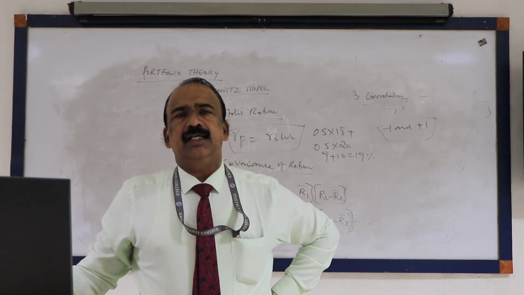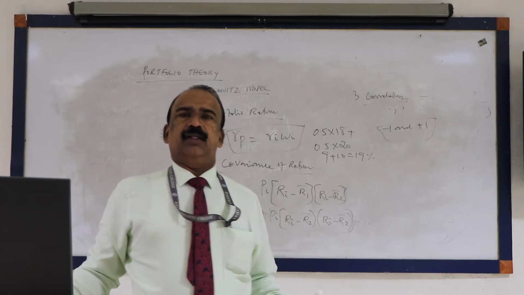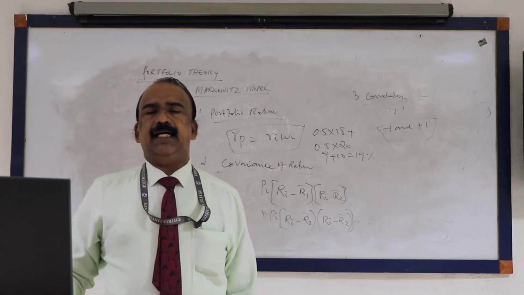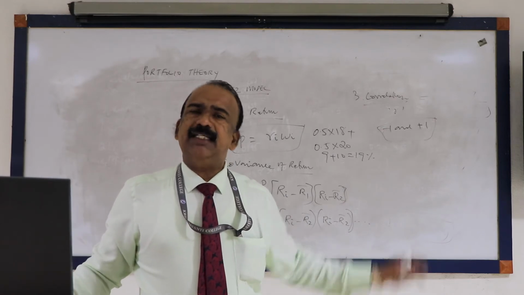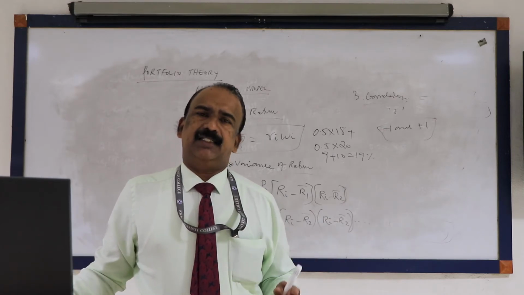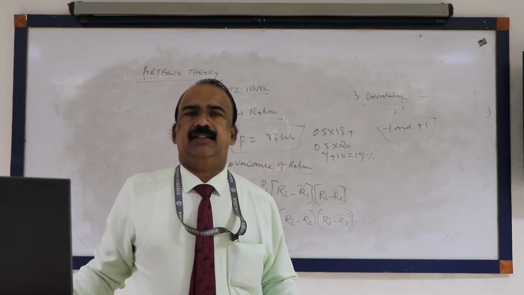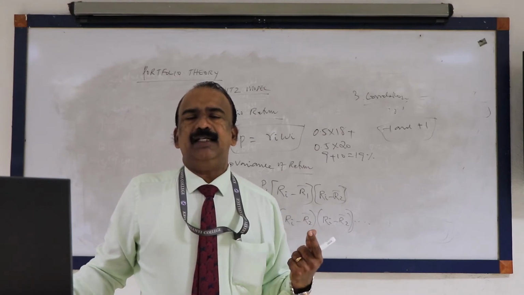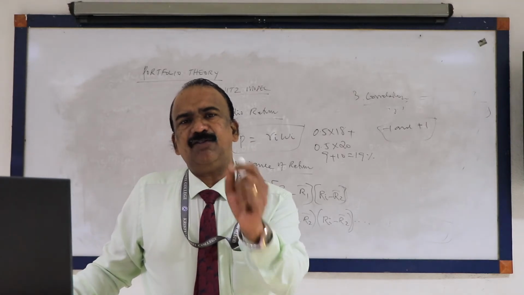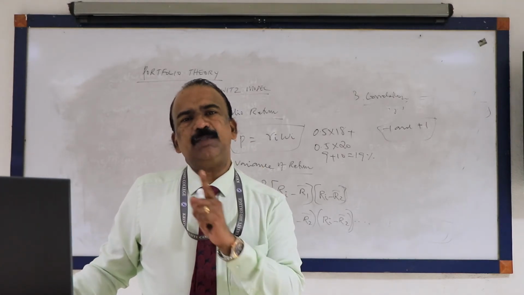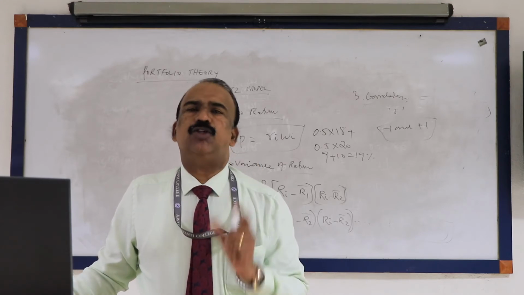Correlation denotes the relationship between any two variables. It can be sales and profit, or sales and promotional expenditure. But here the two variables are stock returns. So what is the relation between two stock returns? If it is minus 1, it means there is a perfect negative correlation between two stock returns. If it is plus 1, it denotes a perfect positive correlation.